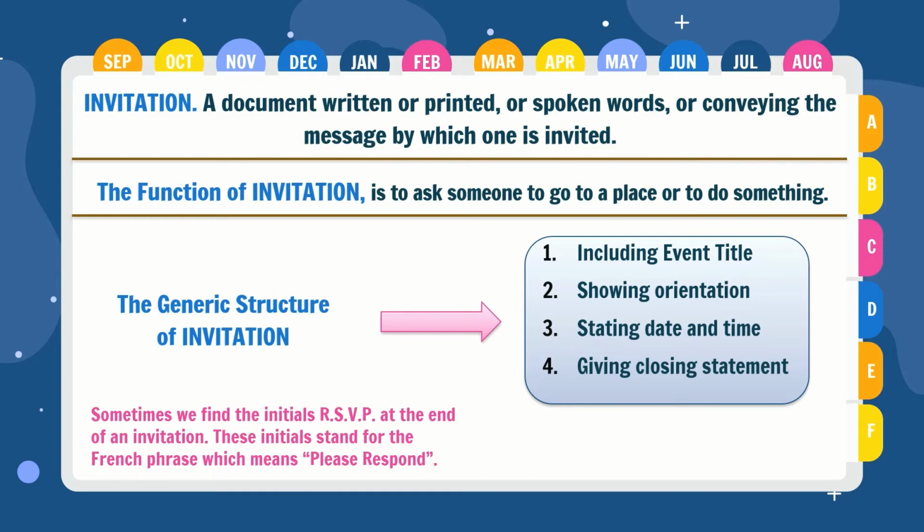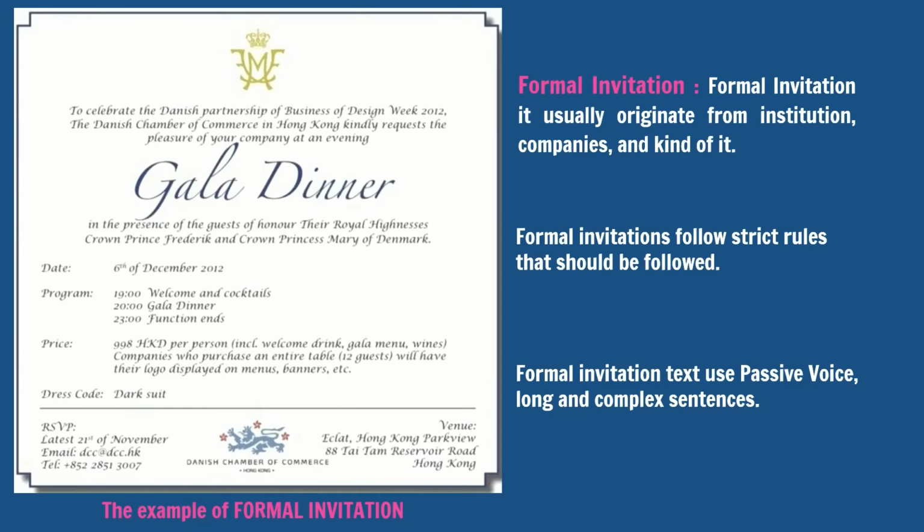There are two types of invitation, but first, I will explain about a formal invitation. Formal invitation usually originates from institutions, companies, and the like. Formal invitations follow strict rules that should be followed. Formal invitation texts use passive voice, long, and complex sentences. And this is the example of a formal invitation letter.